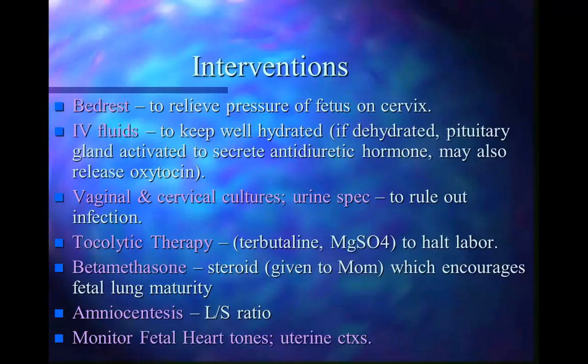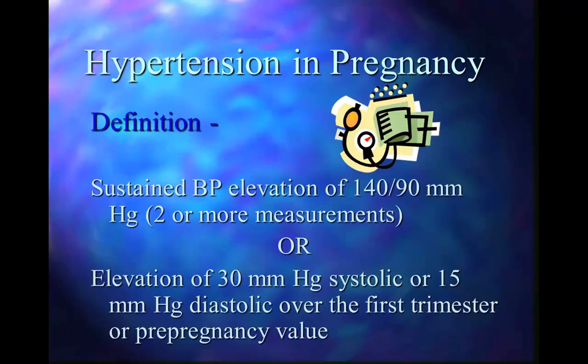And if we cannot stop the labor, we're going to give mom betamethasone. This is a steroid which encourages fetal lung maturity. They may or may not do an amniocentesis to look at the LS ratio to see if the fetal lungs are mature. Remember, that's the lecithin and sphingomyelin ratio. It's supposed to be 2 to 1. Monitor fetal heart tones and monitor uterine contractions.